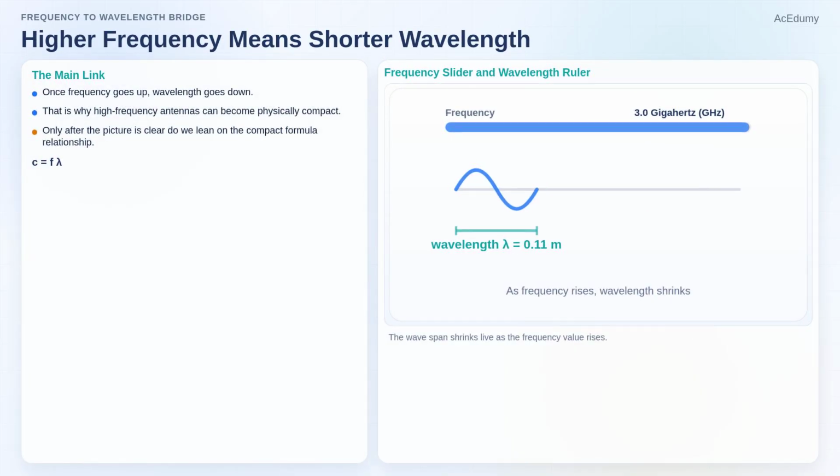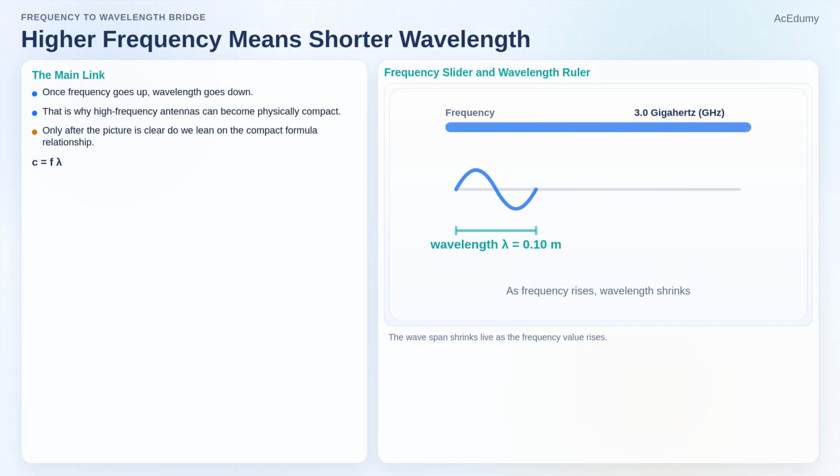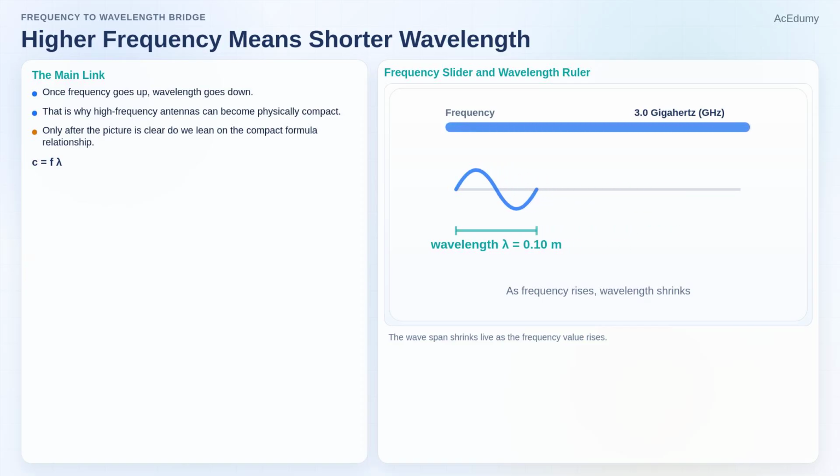Now connect frequency to wavelength. Higher frequency means shorter wavelength, and lower frequency means longer wavelength. That is the quiet reason antenna size changes so much from one system to another. Once the operating frequency is chosen, the wavelength picture already starts telling us what sizes are practical.